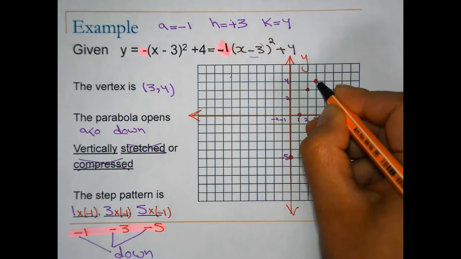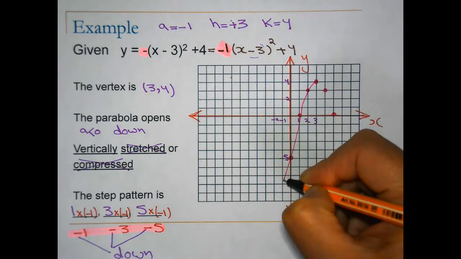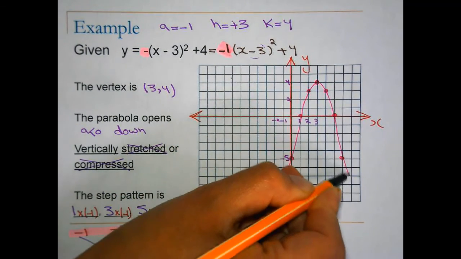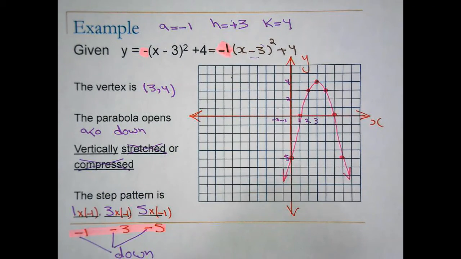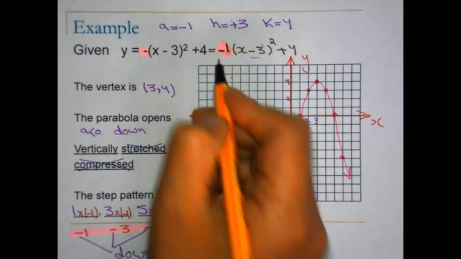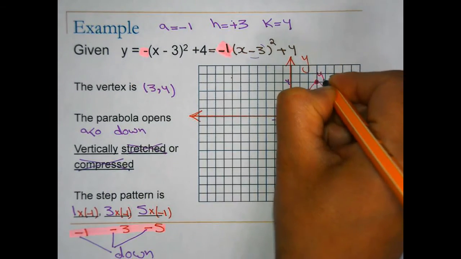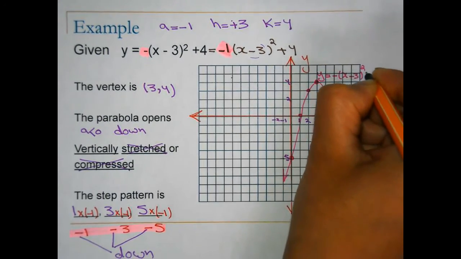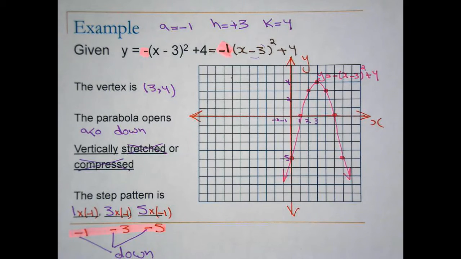And now we are going to connect these points, and we finish by labeling it with the equation. So y equals -x minus 3 squared plus 4. And now we can move to our last example for graphing.